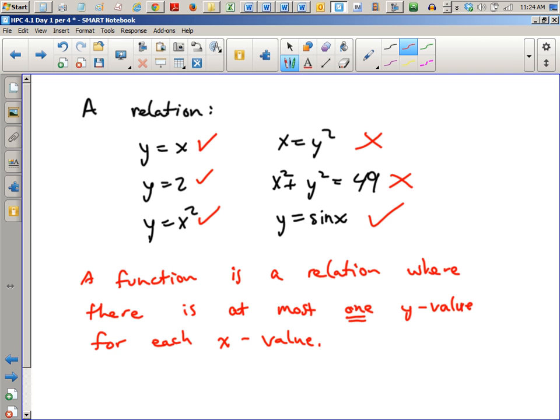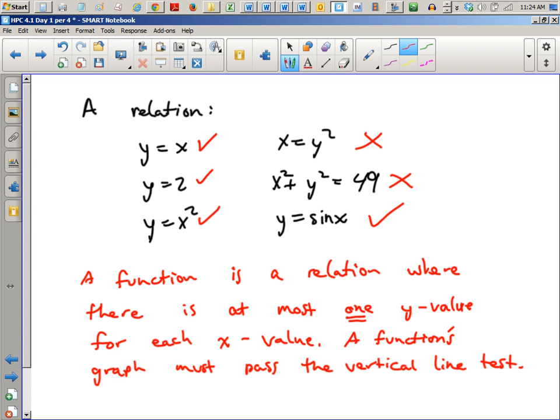Okay, another way of saying that is a function is a relation whose graph passes the vertical line test. You could say it that way too. A function's graph must pass the vertical line test. I will refer to the vertical line test in this class as VLT. Okay, VLT.